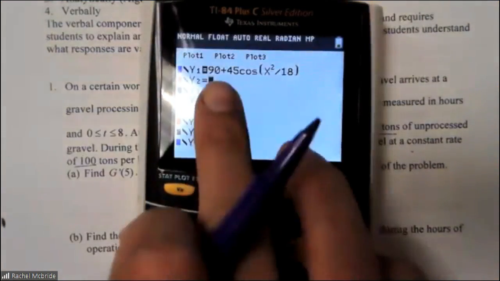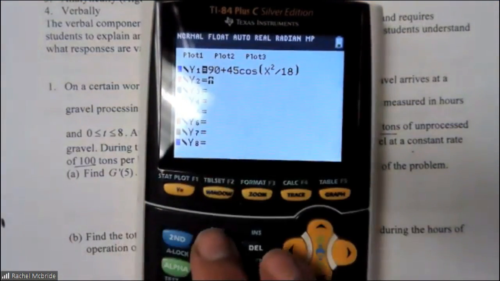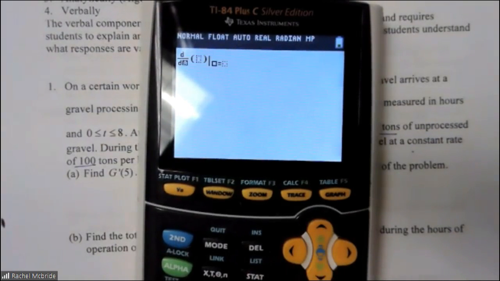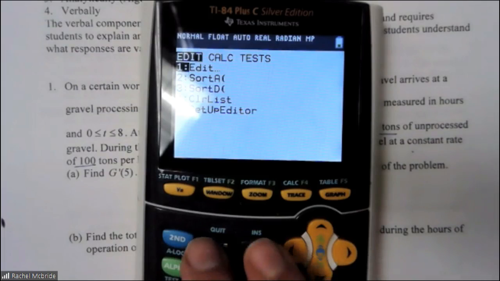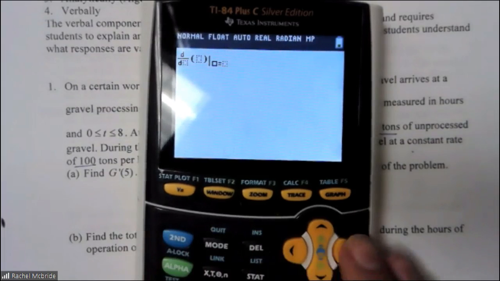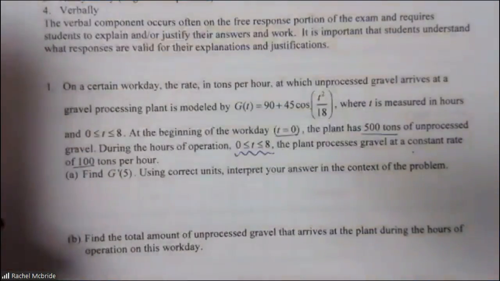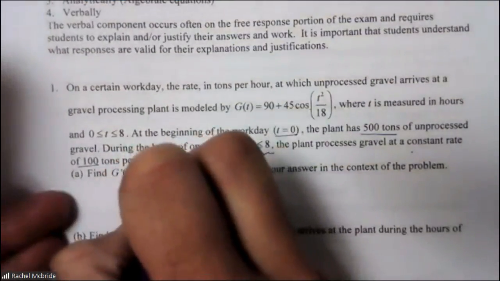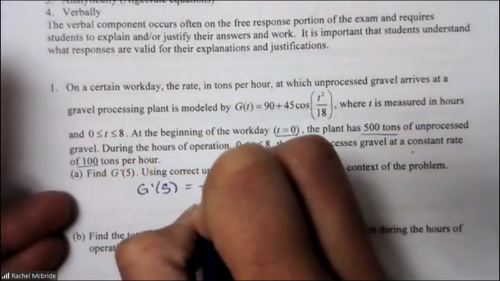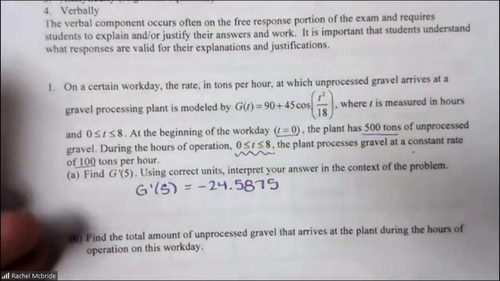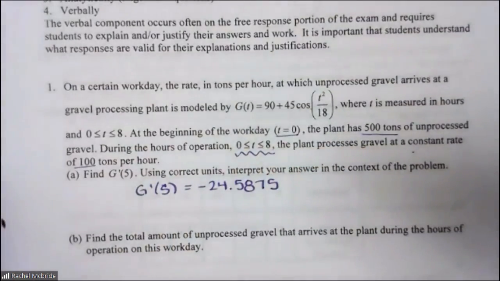Okay, so that's easy. Here's my Y or my G. So I'm just going to leave that. I'm going to go to math. I'm going to go down to 8. I'm going to type in X, bars, Y bars, function, Y1. Type in 5. So boom, just earned myself a point on the AP exam.